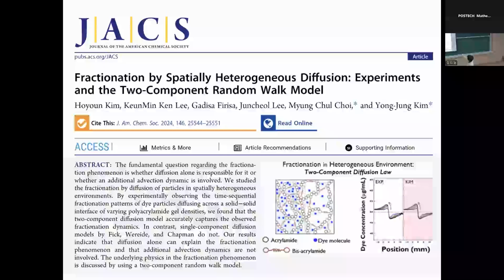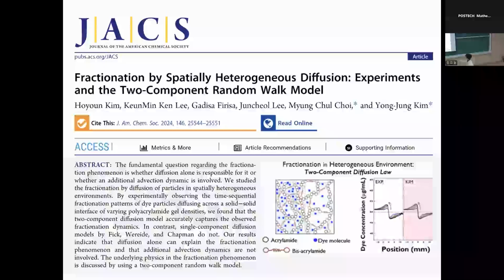So, experiment and the two-component random walk model. The random diffusion model we are going to use has a two-component coefficient. And here the claim is, we need two coefficients, not just one coefficient. We need two coefficients to explain diffusion.